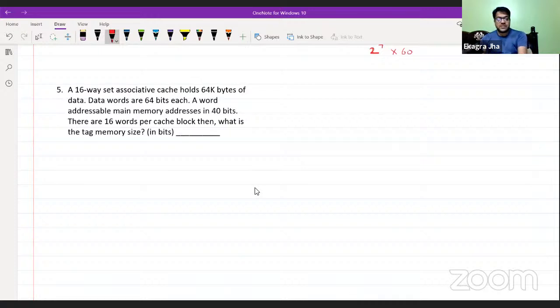A 16-way set associative cache holds 64K bytes of data. Data words are 64 bits each. Remember this, data words are 64 bits each. A word addressable memory. Now there is word addressable memory, not byte addressable. Word addressable memory addresses are 40 bits. Okay, so the format length is given as 40 bits. There are 16 words per cache block. This is the block size. Then what is the tag memory size?